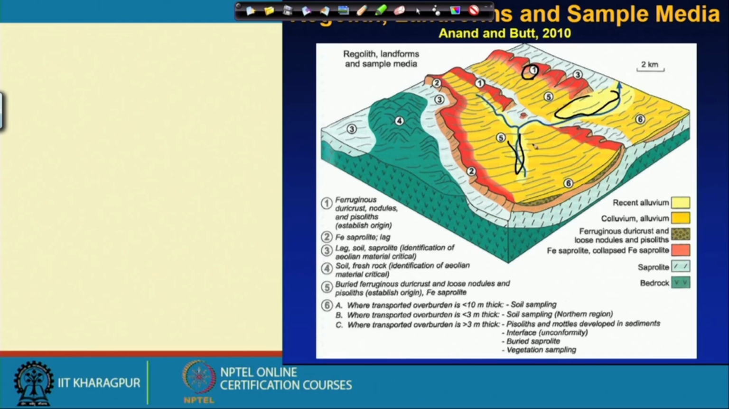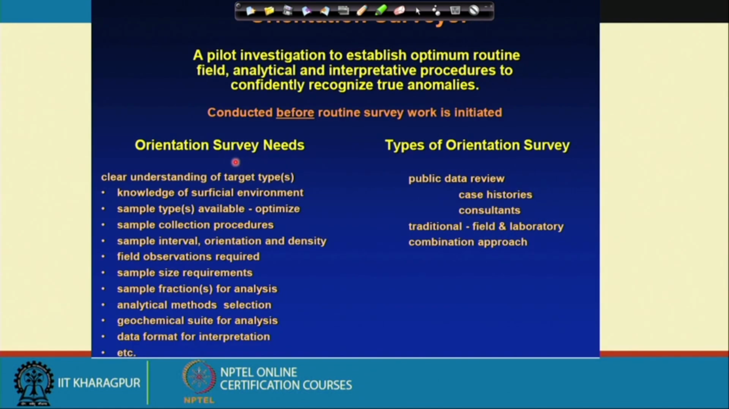So, this also requires a very detailed study during a geochemical prospecting program as to which part of the regolith, or how the regolith, has to be sampled, so that it could give us meaningful results and analysis for our interpretation of geochemical anomalies. So, what exactly precedes analytical work, or before a soil sample is taken? Essentially it is known as an orientation survey, the pilot investigation, to establish the optimum routine field, analytical and interpretative procedure. So, it is preceded by an orientation survey.